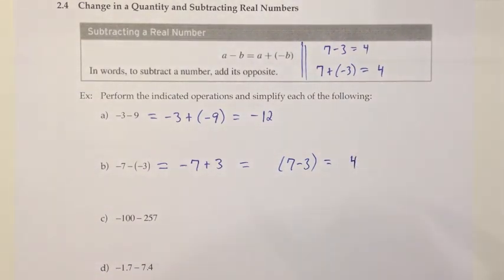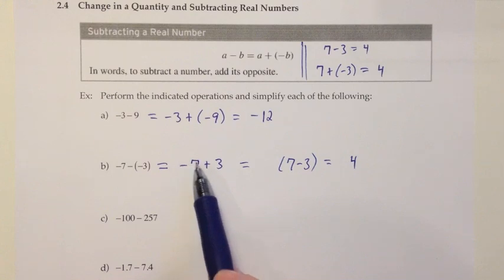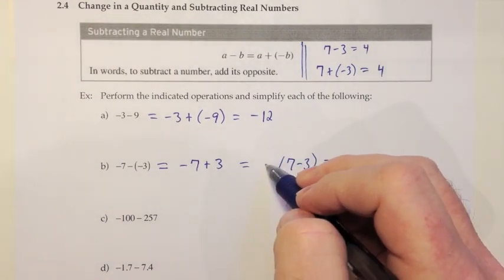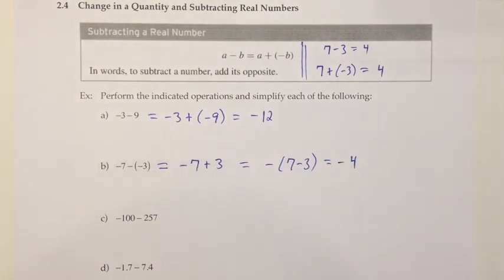But that's not the right answer because when you do this, you always have to think, well, what wins out? And it's the bigger number. And the bigger number was negative 7, so we're going to end up on the left. And so I'll put that negative in both spots, so it's actually negative 4.